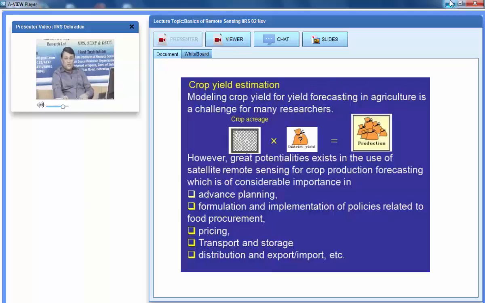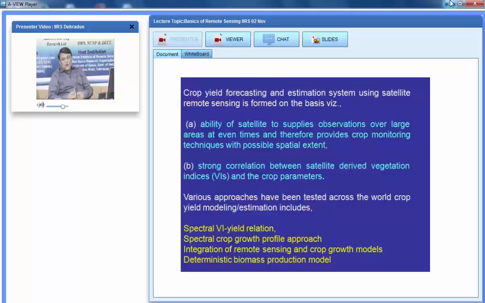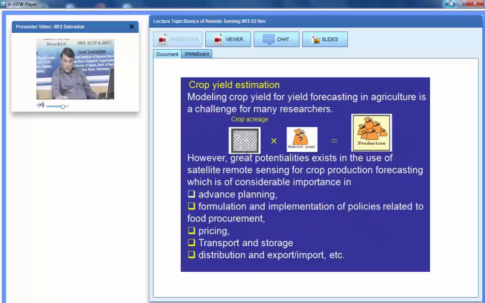Then we will come to yield estimation, where different kinds of approaches have evolved. As we have discussed earlier, we require crop yield estimation for planning, pricing, transport, distribution, all these things. But modeling crop yield is really challenging. Acreage estimation, to a certain extent, has nowadays become an operationalized technology with remote sensing, giving acreage estimates to the ministry as well as users.